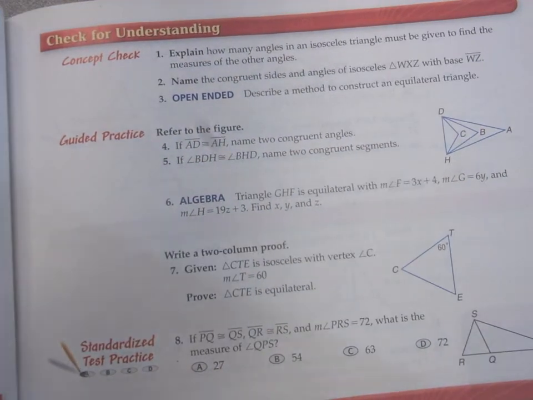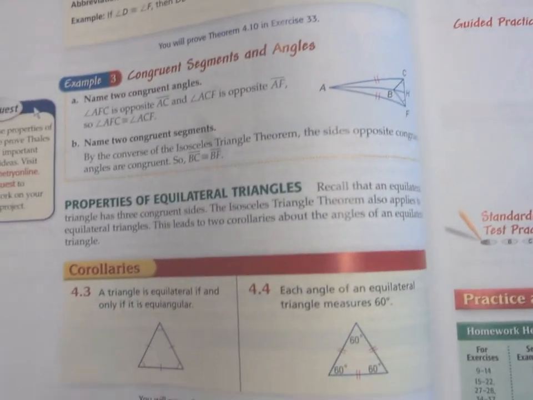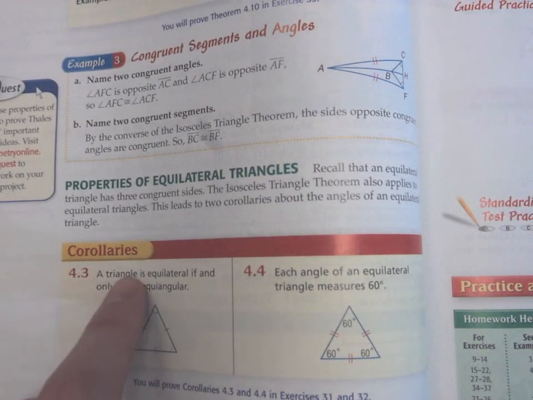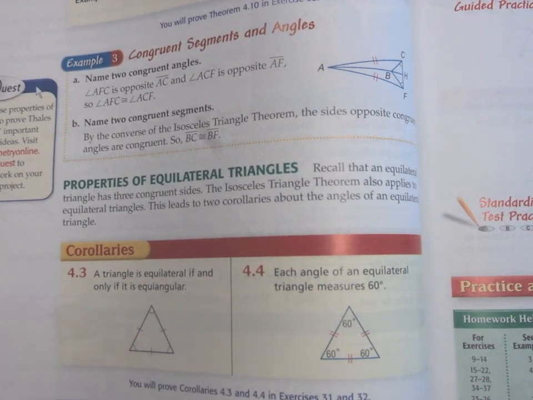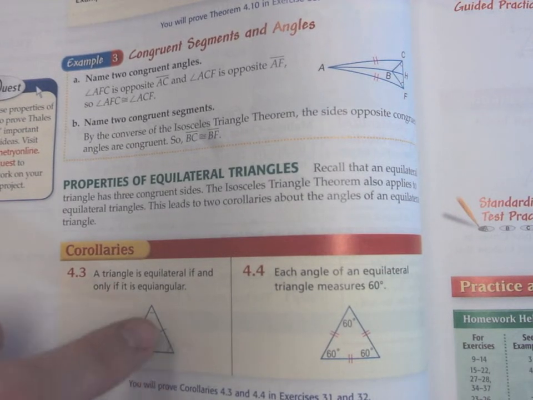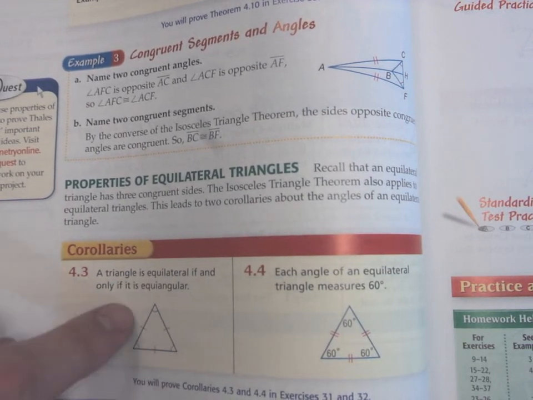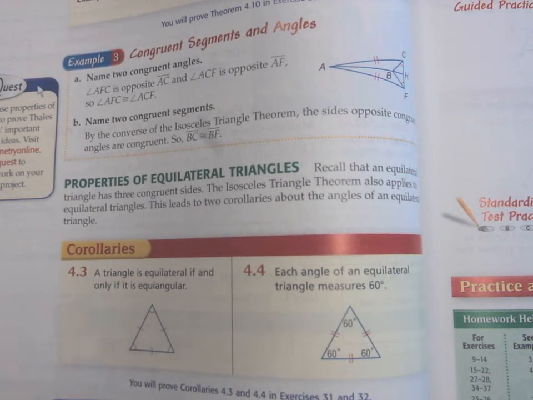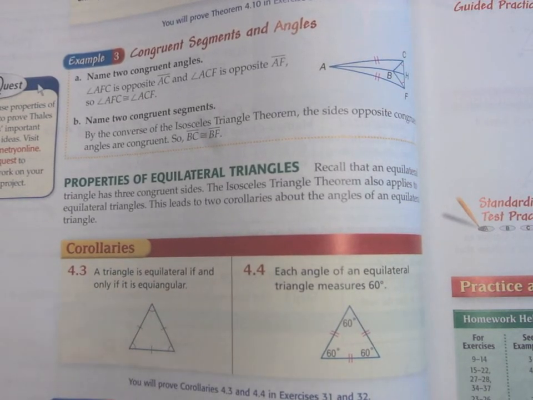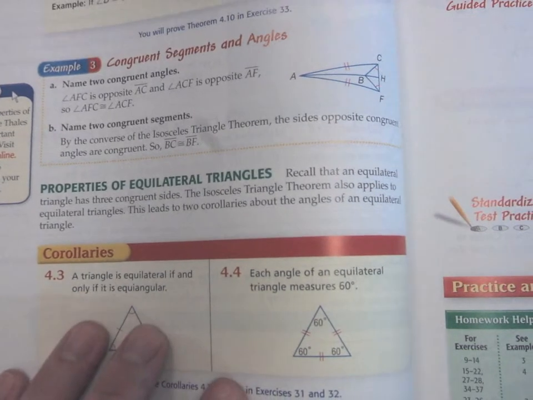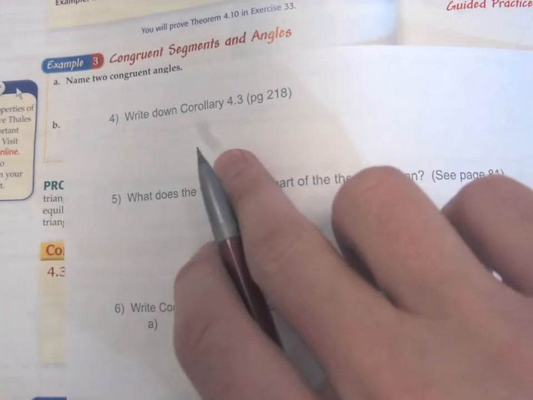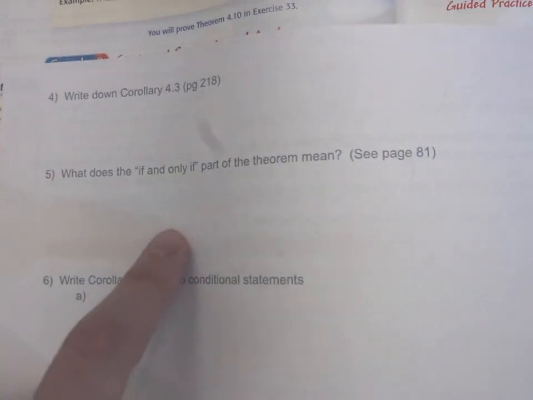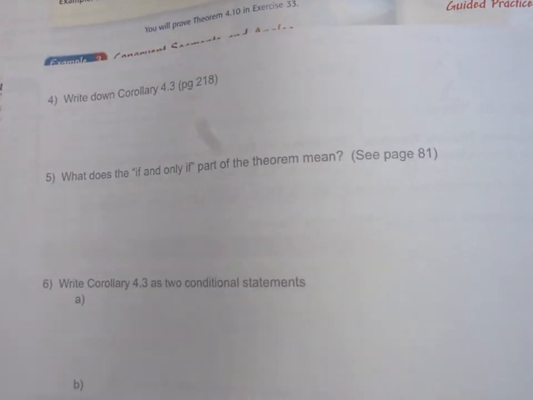So when you look at the wording here on corollary 4.3, it says a triangle is equilateral if and only if it is equiangular. Okay, equiangular just means equal angles. All the angles are equal. So if all the sides are equal to each other, then all the angles must be as well. But remember, this is if and only if, so it goes both ways. So what you're going to do here is you're going to write down that corollary. Okay. The if and only if part means it's a biconditional statement, which means it works in both directions.